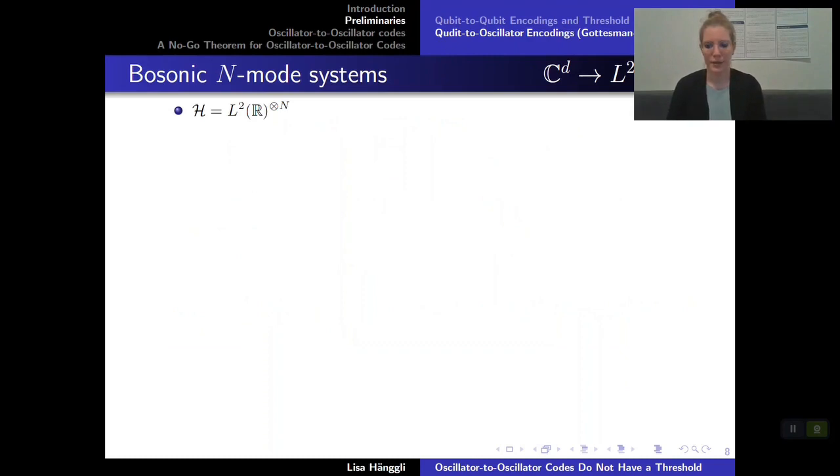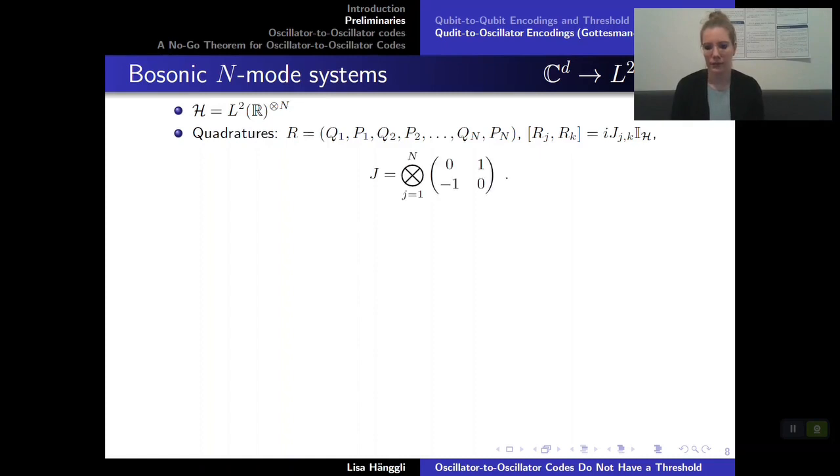Okay, so let's now get to the second kind of encodings, namely qubits into bosonic modes. And here we consider a system of n modes living in the Hilbert space L^2(R) tensor n. And we denote by q_i, p_i the quadratures, so the position and the momentum corresponding to the ith mode. And we gather them in this vector R. So now the commutation relations can be written in terms of the matrix J, which is defined like this.